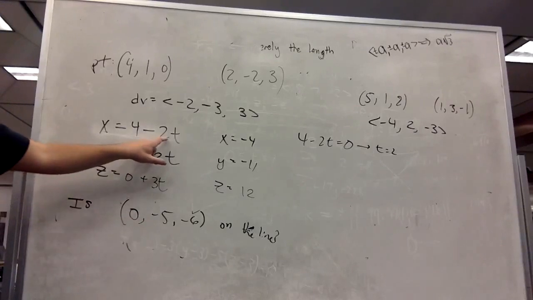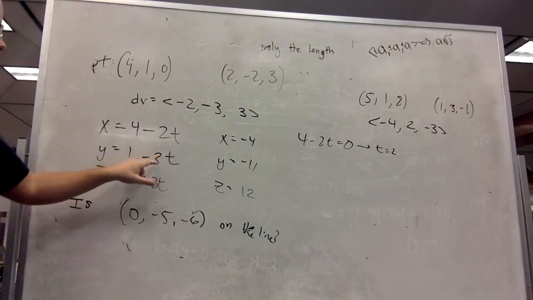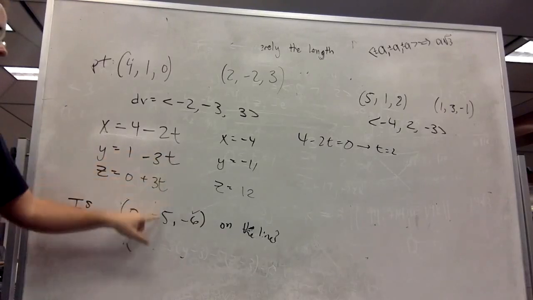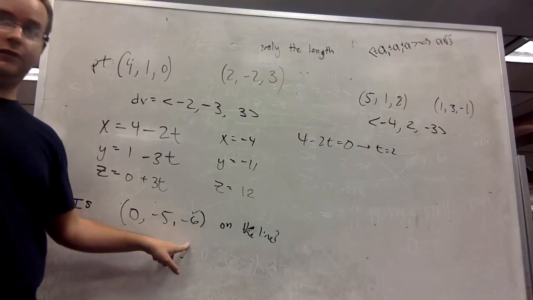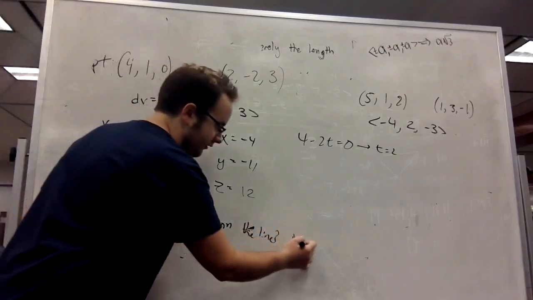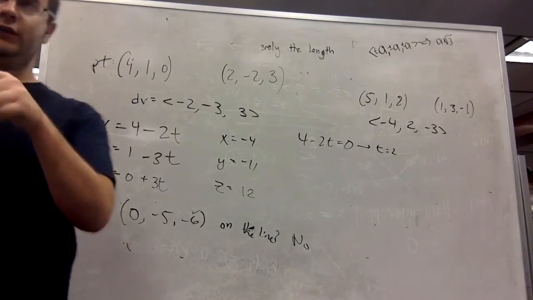So let's do it together. 2 times 2 is 4. 4 minus 4 is indeed 0. We already did that, knew that was going to happen. Negative 3 times 2 is negative 6. What's 1 minus 6? Negative 5. 2 times 3 is 6, which does not match that. So no, this is not on the line. It makes sense. Did you get that? Okay.